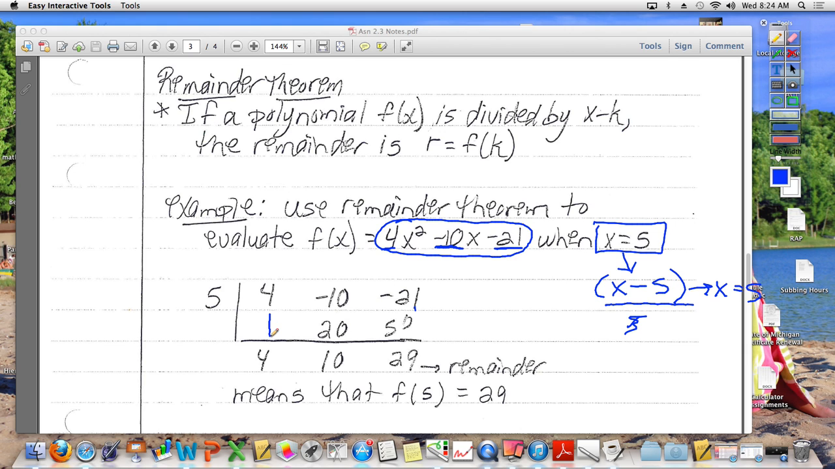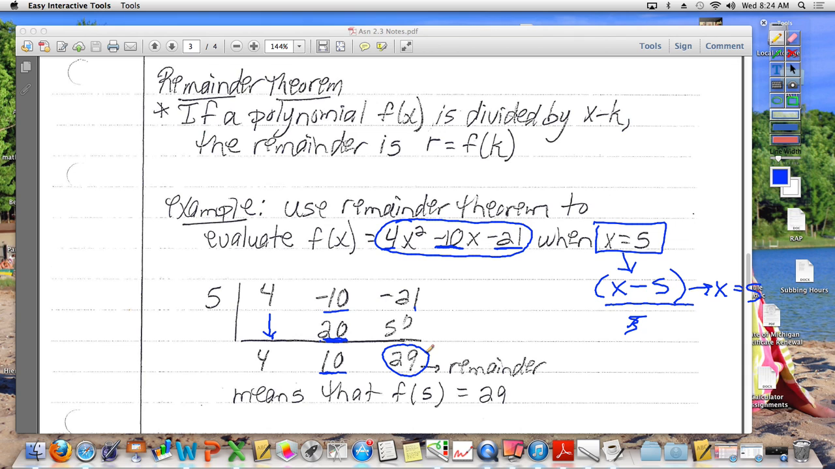Alright, I bring the 4 down. You with me here? Bring the 4 down. 5 times 4 is 20. You add together a negative 10 and a positive 20. You get positive 10. 5 times 10 is 50. You add negative 21 and 50, you get 29.